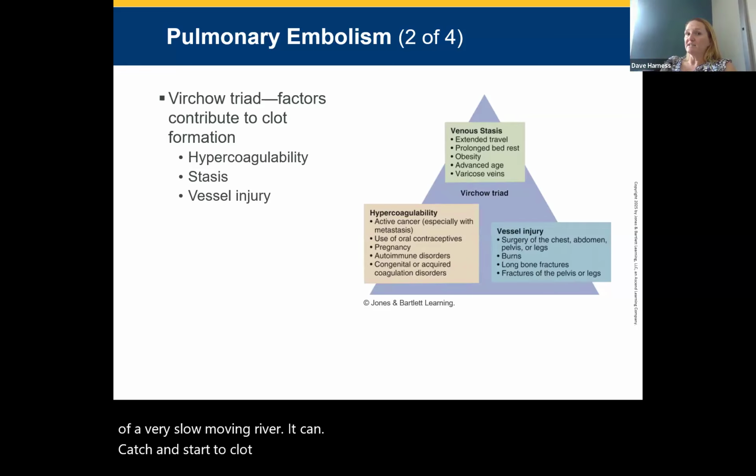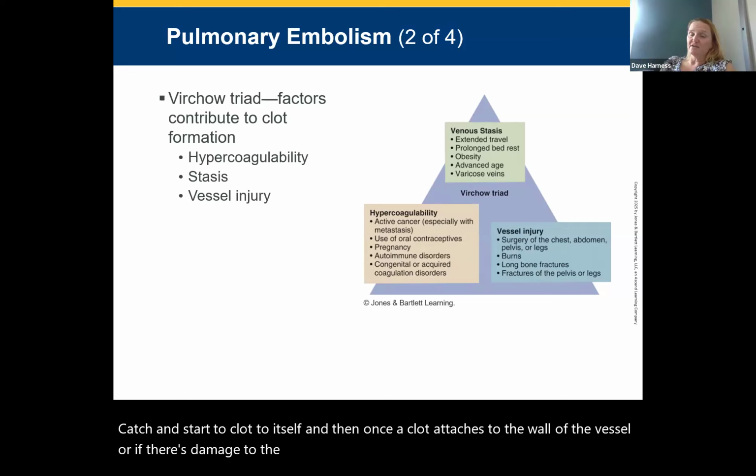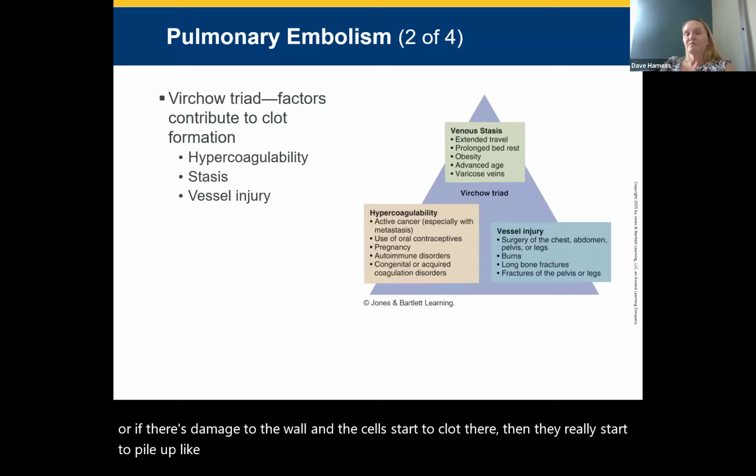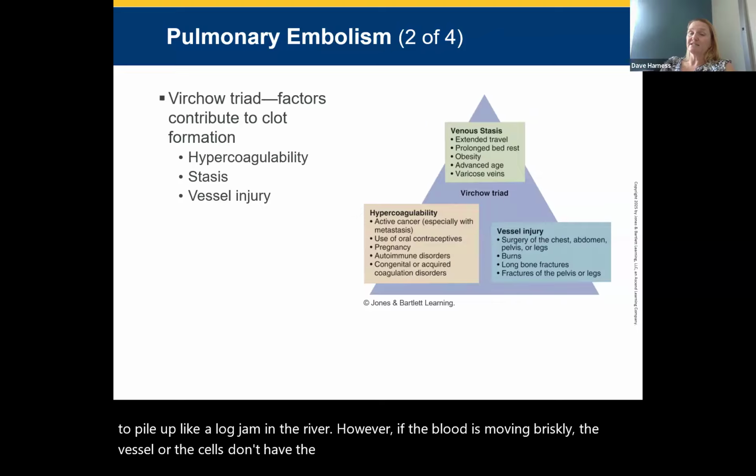And then once a clot attaches to the wall of the vessel, or if there's damage to the wall and the cells start to clot there, then they really start to pile up like a log jam in the river. However, if the blood is moving briskly, the cells don't have the chance to stick to themselves or to stick to anything, and they move through quickly.